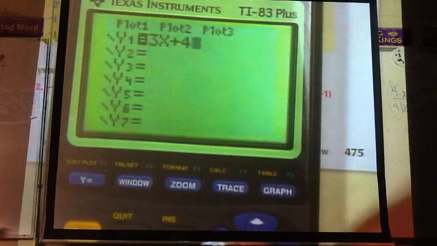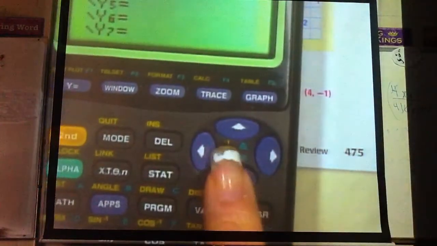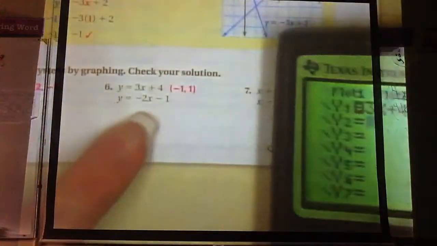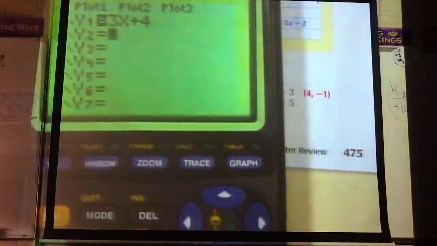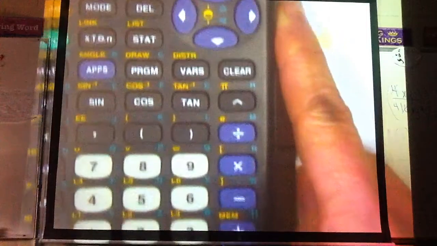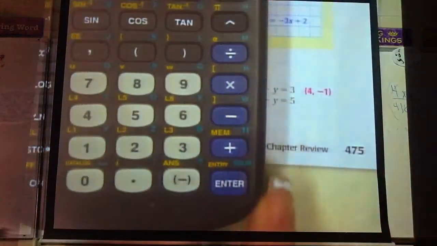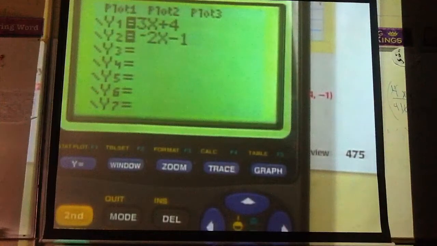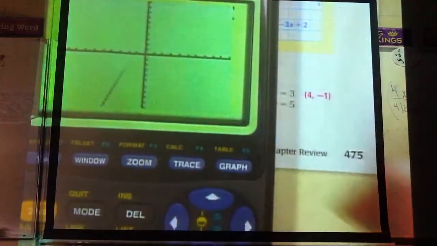Now I'm just going to hit the down arrow button here. My nails are really bad, so I apologize for that. We have -2x minus 1. Now we're not going to use the minus button for the negative, we're going to use the negative button. So I'm going to come down here to the negative button, right there, hit it. Alright, and now back to 2x minus 1. Okay, so all we're going to do now is we're going to hit graph.